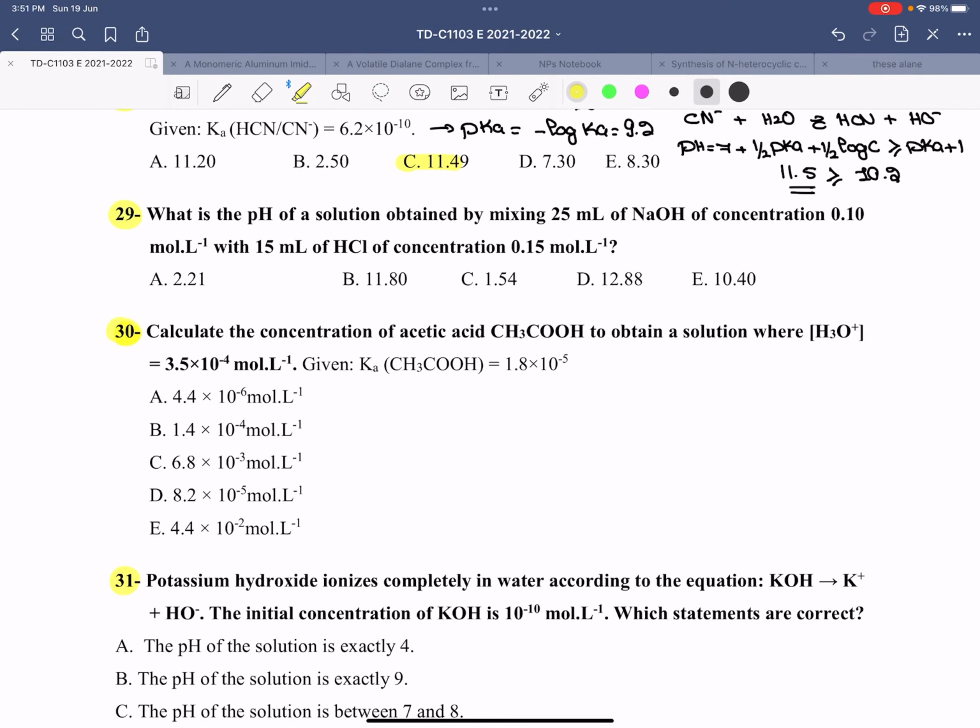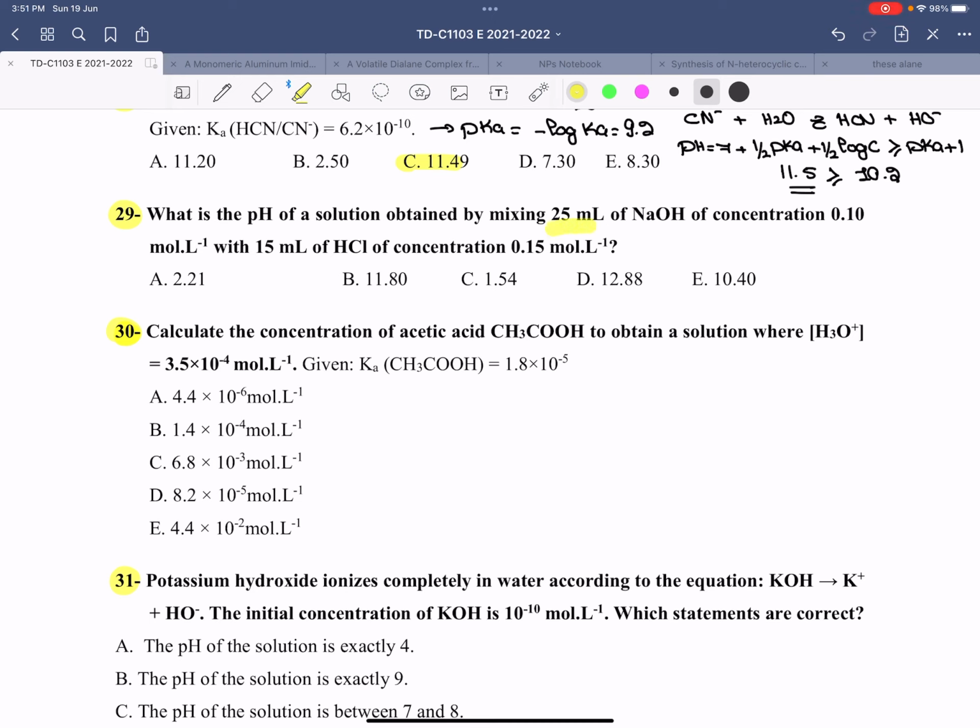Number 29. What is the pH? I hope you do these questions before you watch the recording, okay? It's important to know what you can do and what you cannot do before you solve this, before you actually watch this. So, what is the pH of a solution obtained by mixing?